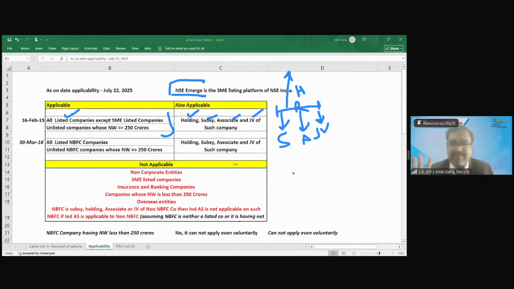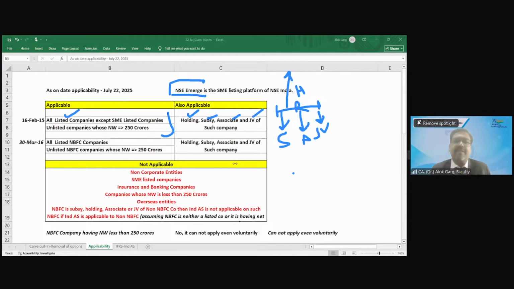Is that clear? Is it clear in mind or clear from mind? Pitambar, I'll come to you. Okay.